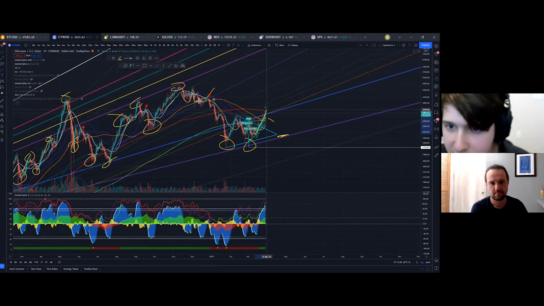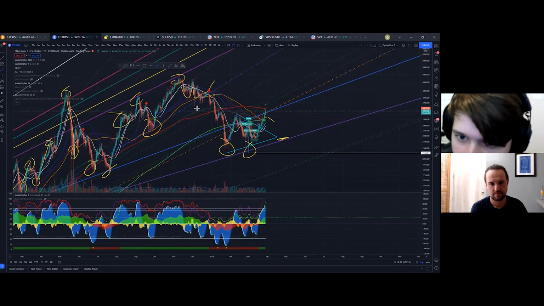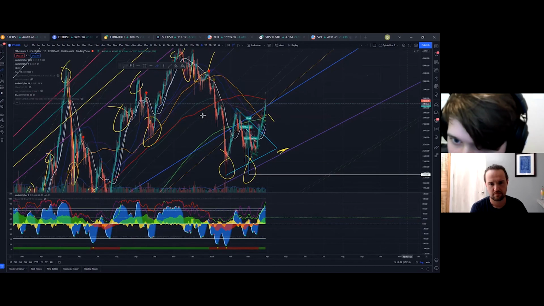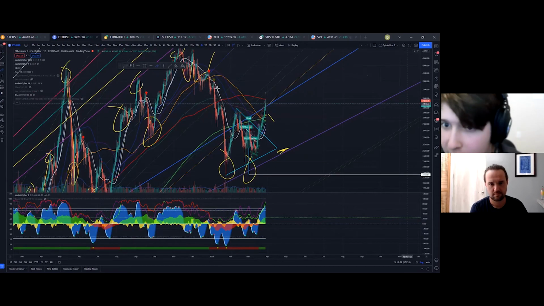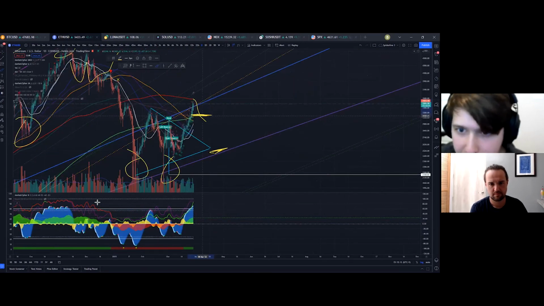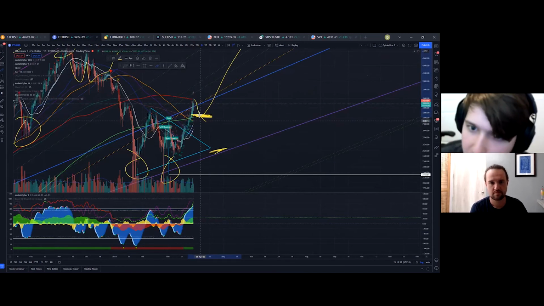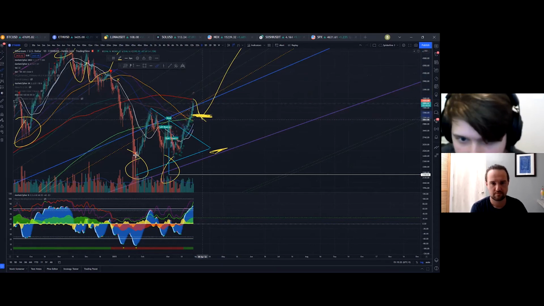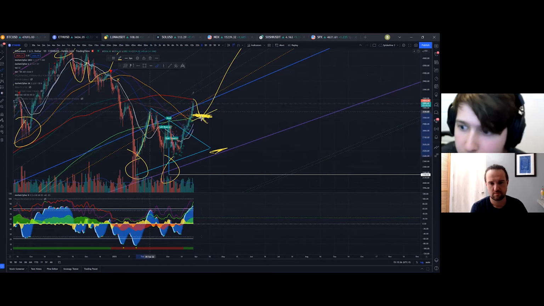I see two cases for Ethereum. I see we reject off of this 200, come back down, find support on the yearly average. If we do that, the sky's the limit. I mean, I think new all-time highs, I think 4K easy for sure. If we lose that yearly average, that's not good, right? Because we saw that happen here, came up above, it was a fake out, came back down. If we do lose that, we're probably heading back to the spider line here at 2,500.